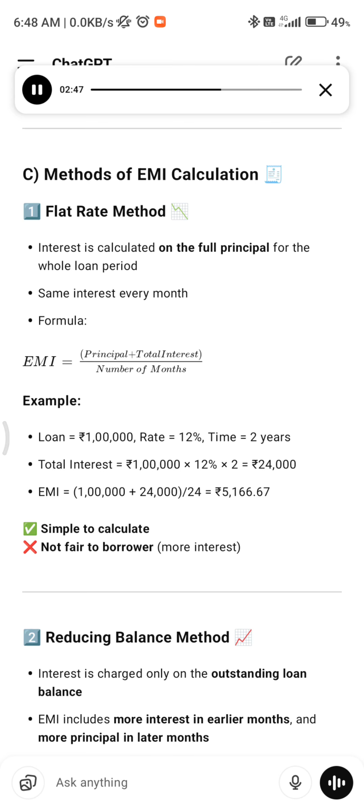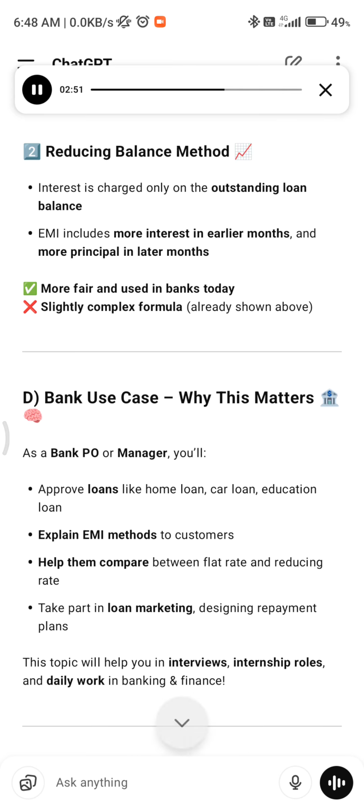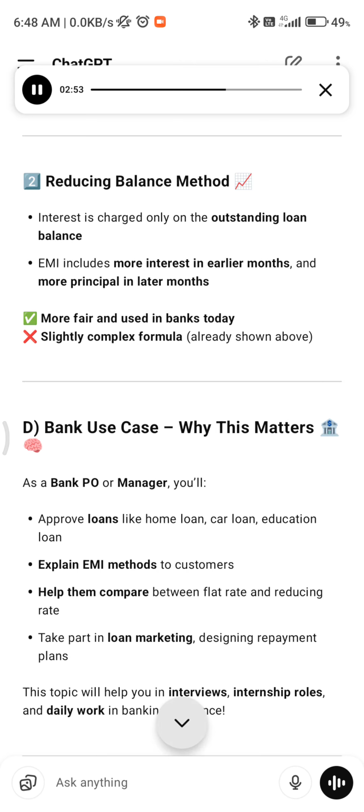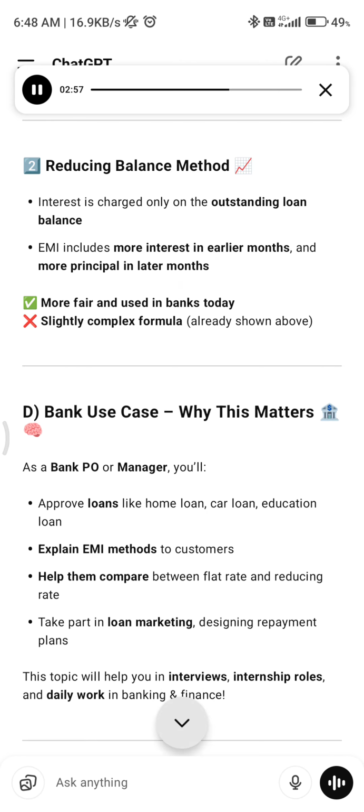2. Reducing balance method. Interest is charged only on the outstanding loan balance. EMI includes more interest in earlier months and more principal in later months. More fair and used in banks today. Slightly complex formula, already shown above. Bank use case: why this matters. As a bank PO or manager, you'll approve loans like home loan, car loan, and education loan.